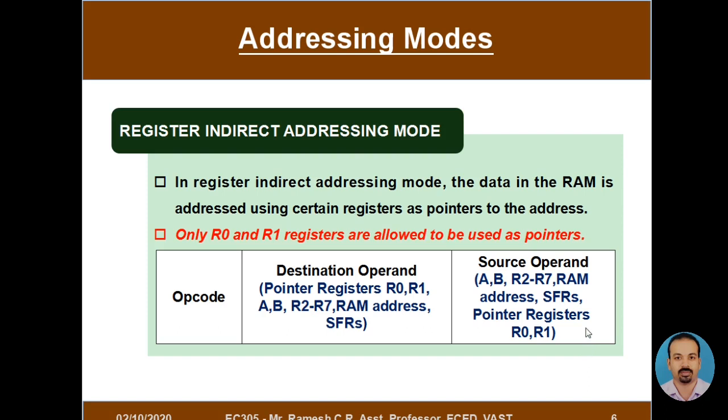In order to indicate that R0 or R1 is currently used as the pointer register, you prefix that register name with the symbol @, so @R0 or @R1. The symbol @ is prefixed to R0 or R1 to indicate that the register now stores an address of the internal RAM, and the instruction is in the register indirect addressing mode.